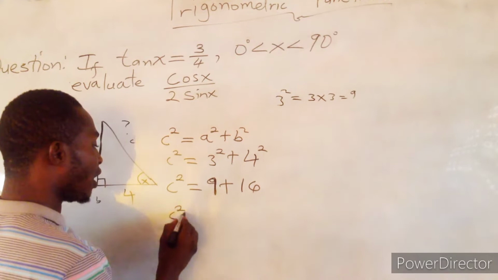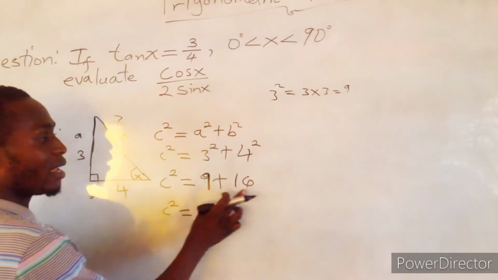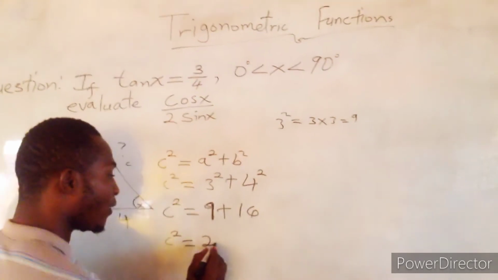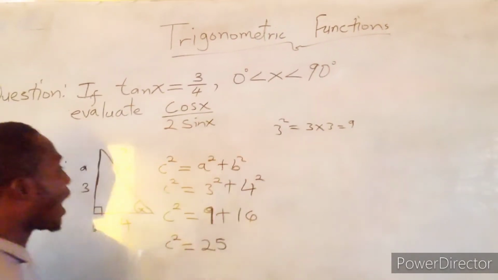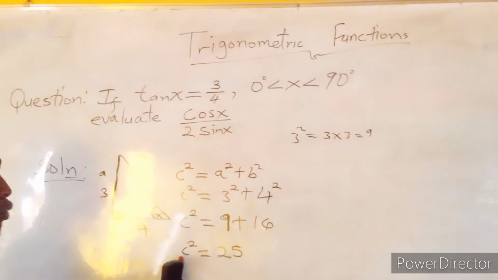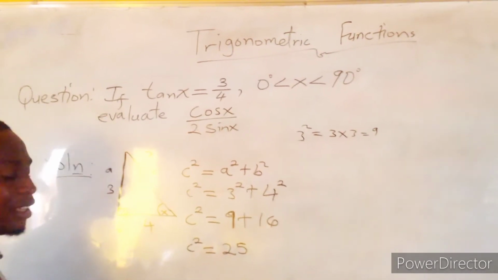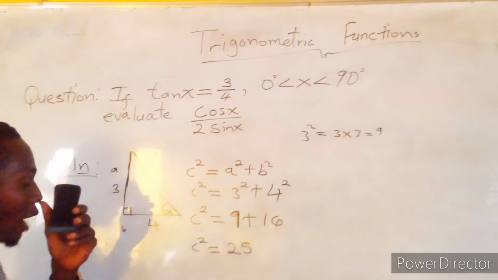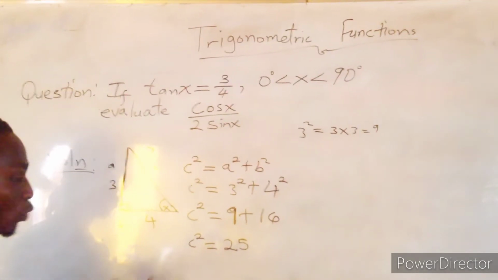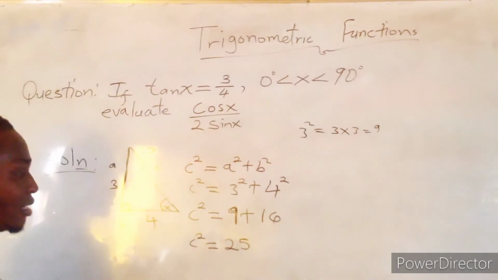So c squared will be equal to 9 plus 16, which gives us 25. But we are asked to find c, not c squared. Because of this, since we have c squared, we are going to take the square root of both sides of the equation to only have the value of c.